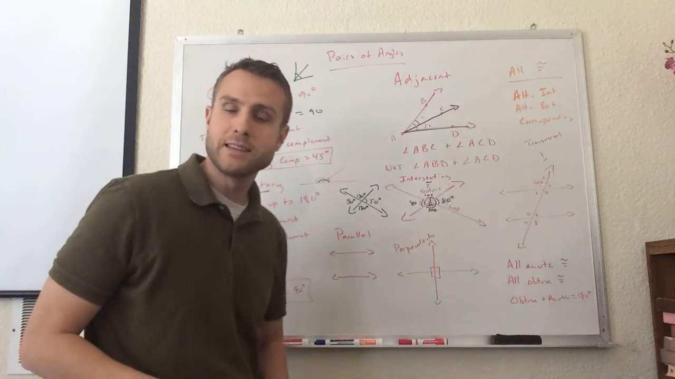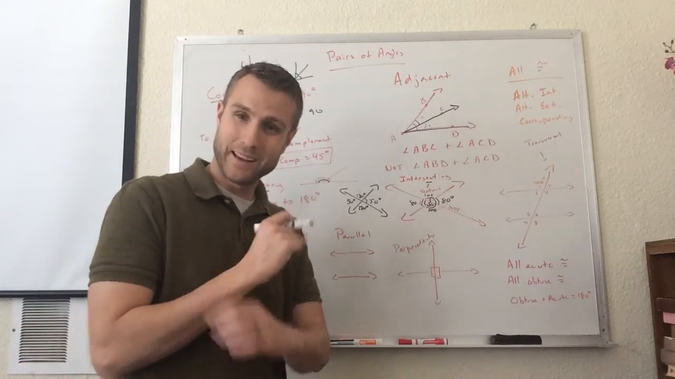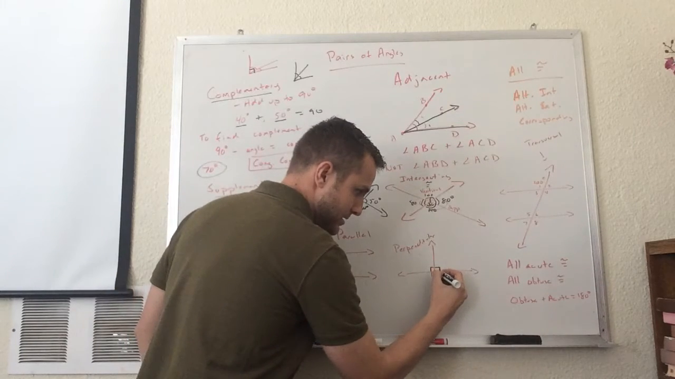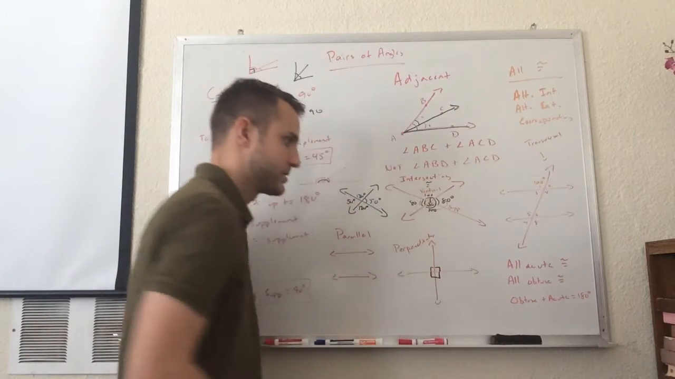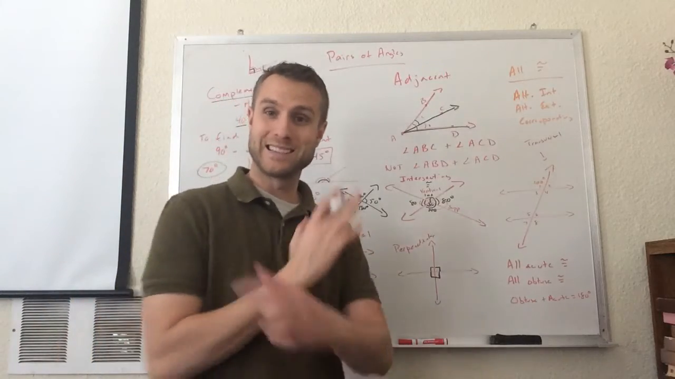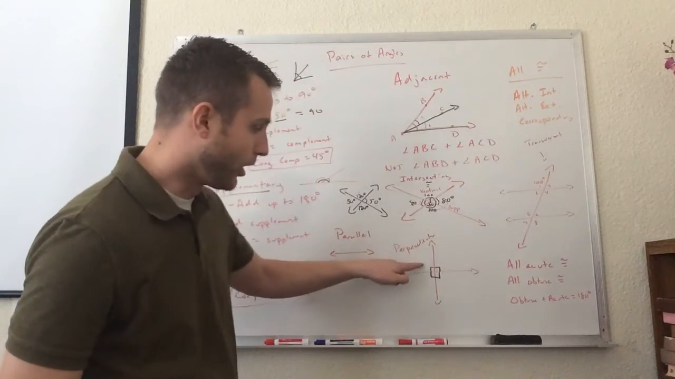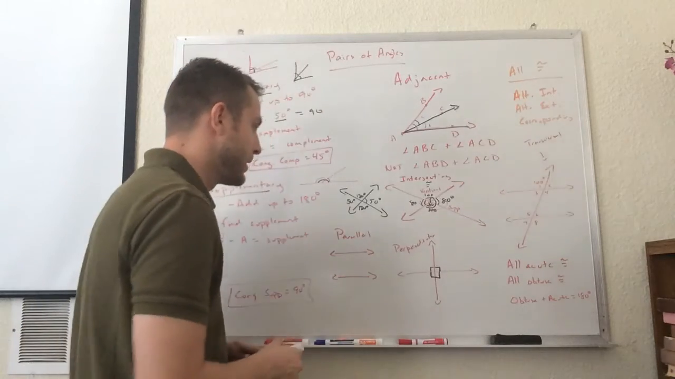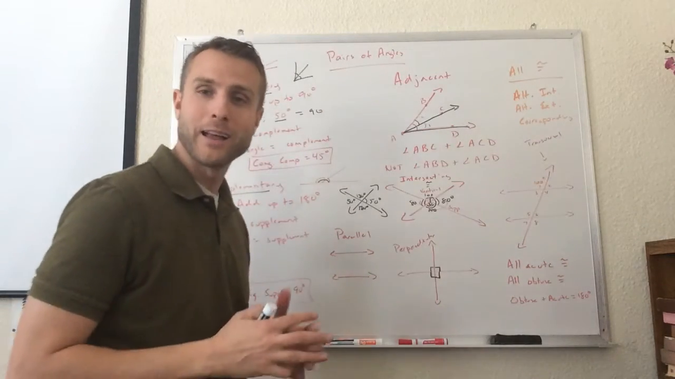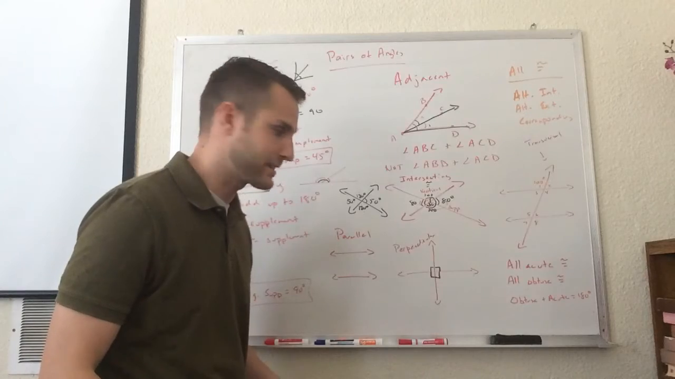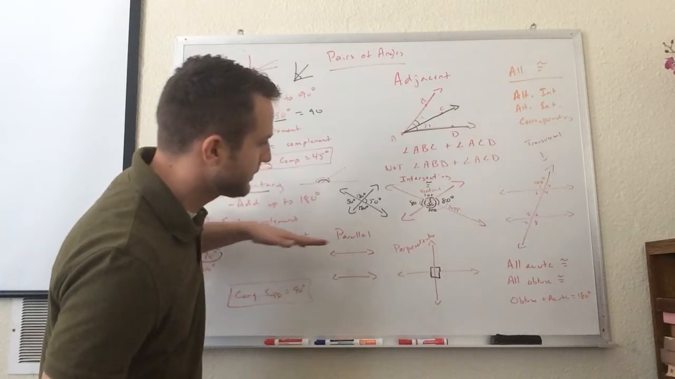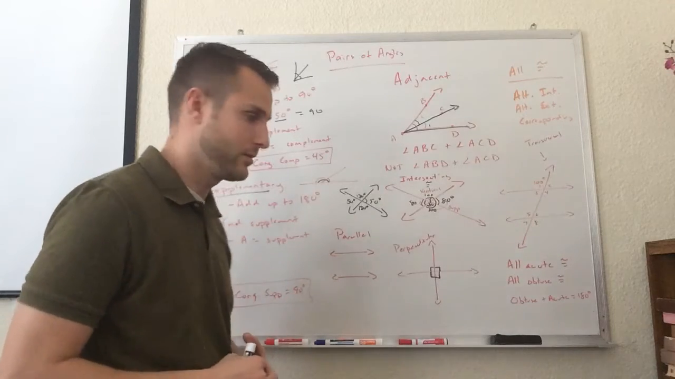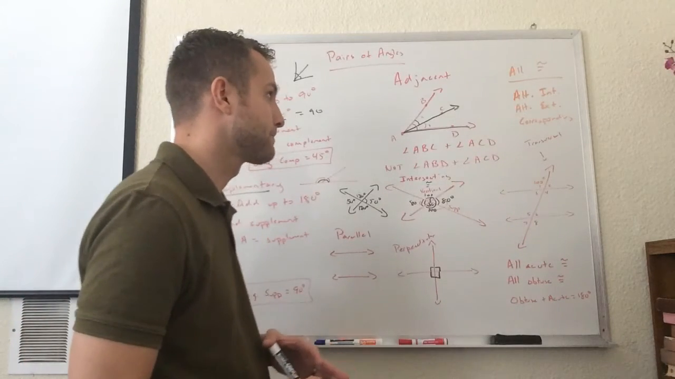Perpendicular lines means I have intersecting lines, but when they intersect, all four angles are right angles. So perpendicular lines will always make a T, and all four of the angles will be right angles, which again means 90 degrees. Parallel lines are lines that never intersect. So these lines, even if they were to go on forever and ever, they would never cross each other. Those are called parallel lines.